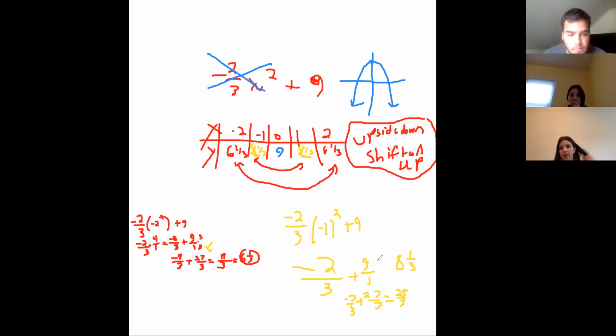So something could be shifted up, but upside down. Yeah, so it's like you flipped it upside down first and then pushed it up. Okay. And you could tell something's upside down simply by this: if you see the A is negative, that means it's upside down, okay?